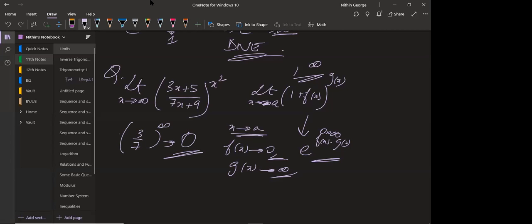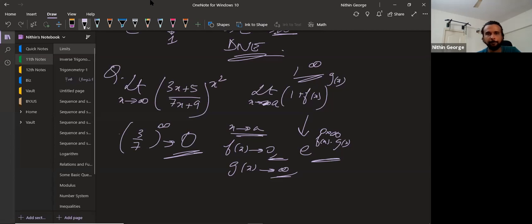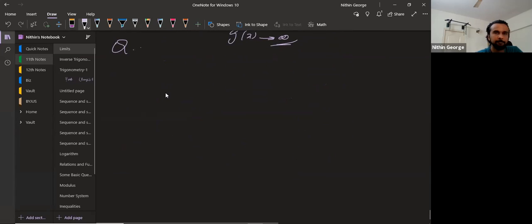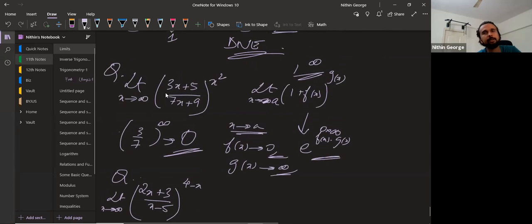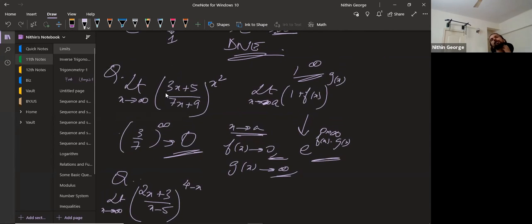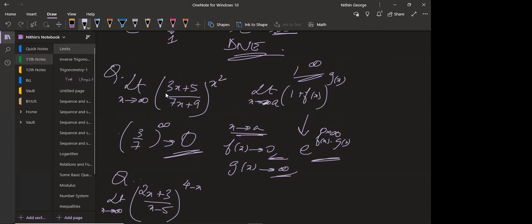Oh, okay, sir. It's already a determinate form. Now, next question. Guys, ask if you didn't get it, okay? You have 2x plus 3, x minus 5, x tends to infinity. Sir, I didn't understand the last question. So the last question was 3x plus 5 by 7x plus 9 raised to x squared.